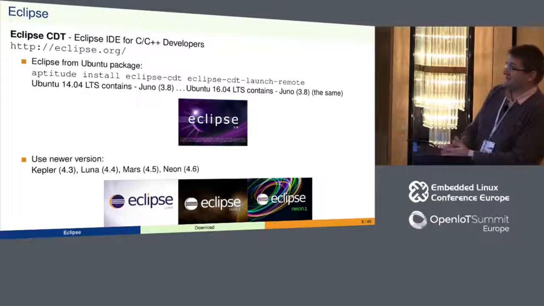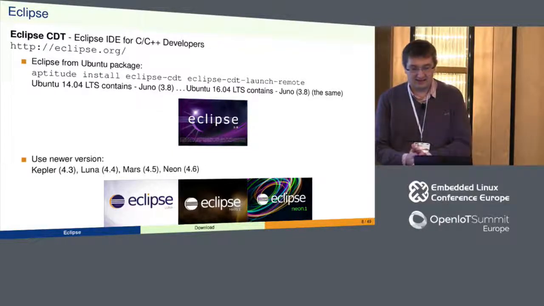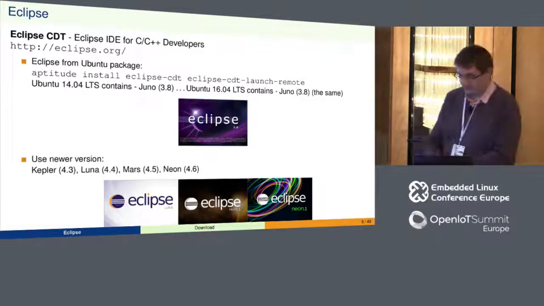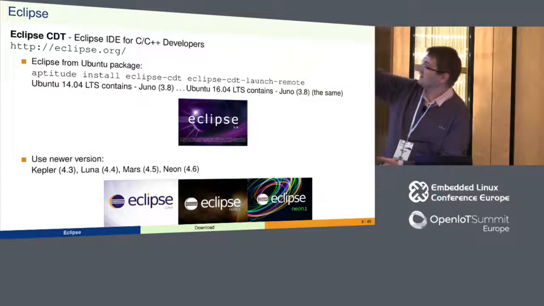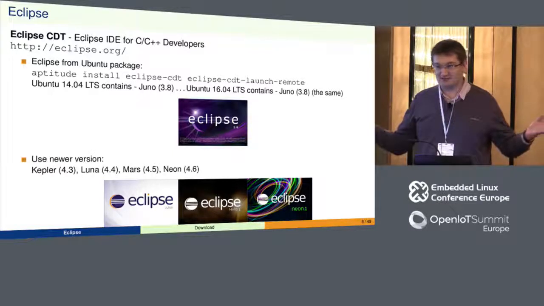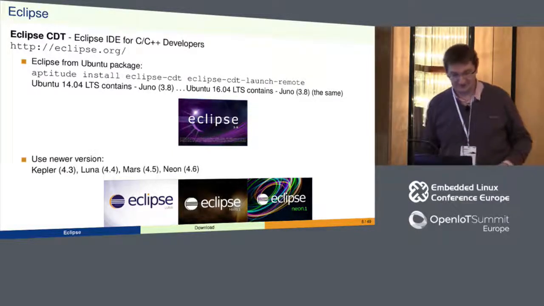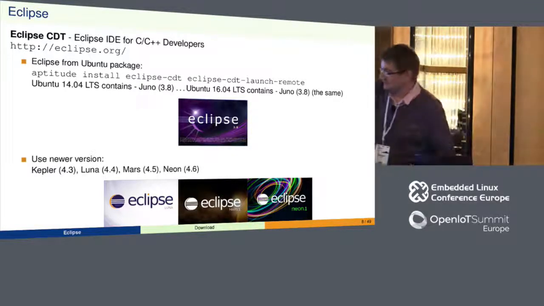Eclipse has multiple versions. Actually, I've got one in Ubuntu. I used the one where I was using Ubuntu 14.04. This is Eclipse 3.8. Now I have Ubuntu 16.04, and it's also Eclipse 3.8. They do not update this. Probably Eclipse is more Red Hat affiliated. I don't know. We can use the newer version.